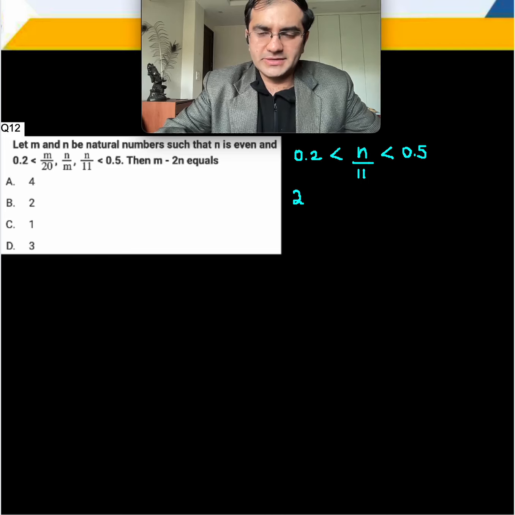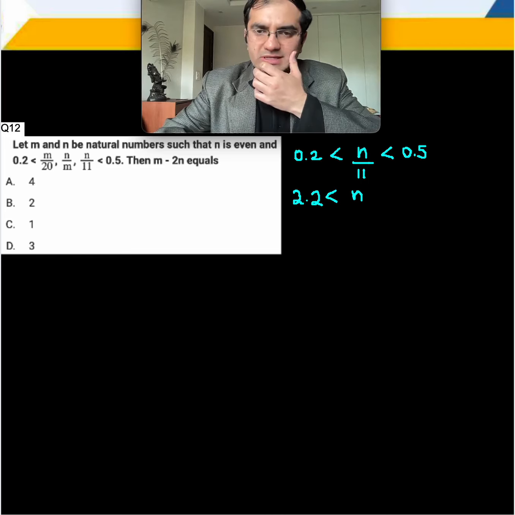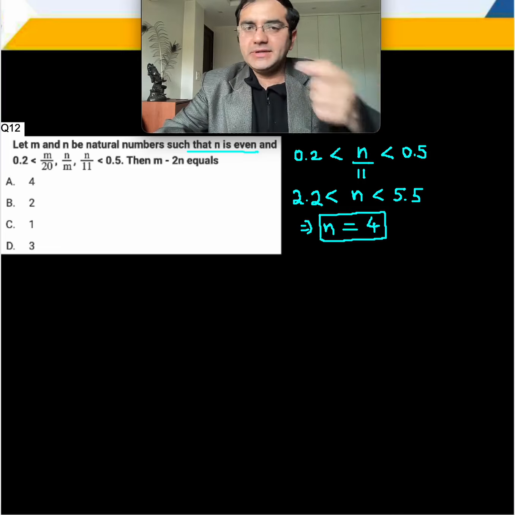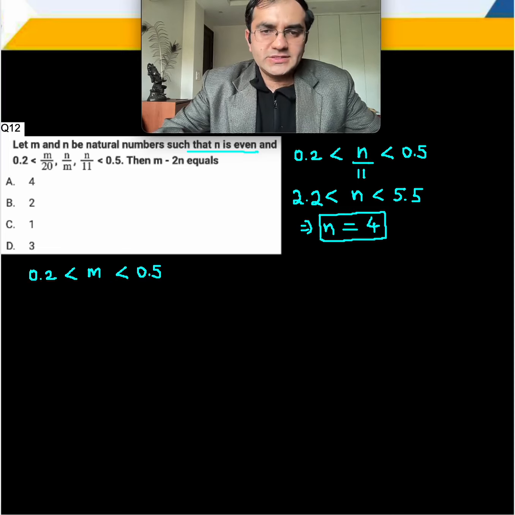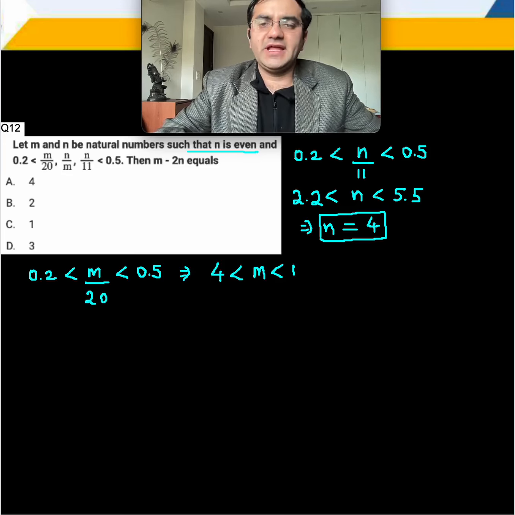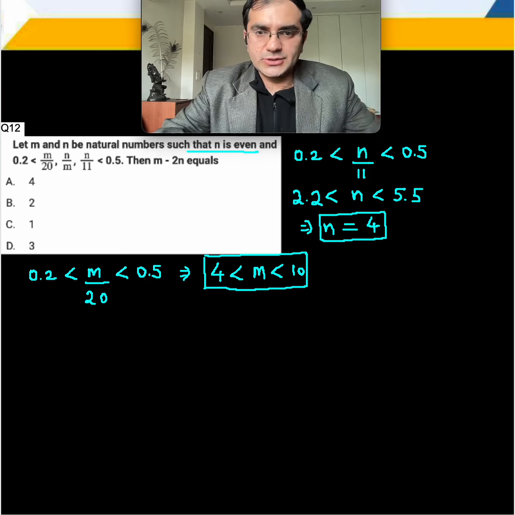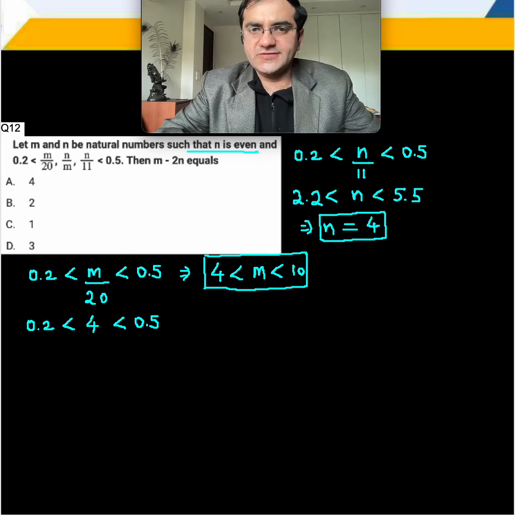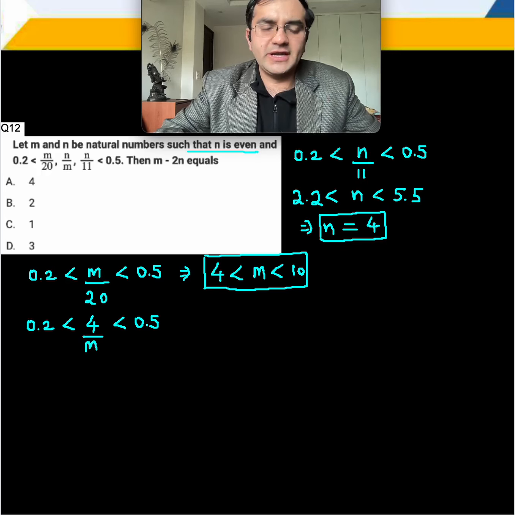Okay? Just cross multiply. 2 into 11, 2.2 less than n less than 11 ka half, 5.5. But n is even. Even number between 2.2 and 5.5 becomes 4. N is equal to 4. Let me repeat this for the other two ratios. So let me take m upon 20, cross multiply, and you get 2 2s are 4 and 20 ka half, 10. Now this one says that m lies between 4 and 10, and I have one more value to put in, and that's going to be n upon m, where n is fixed as 4. M I don't know. N is fixed as 4, so let me write 4 upon m.